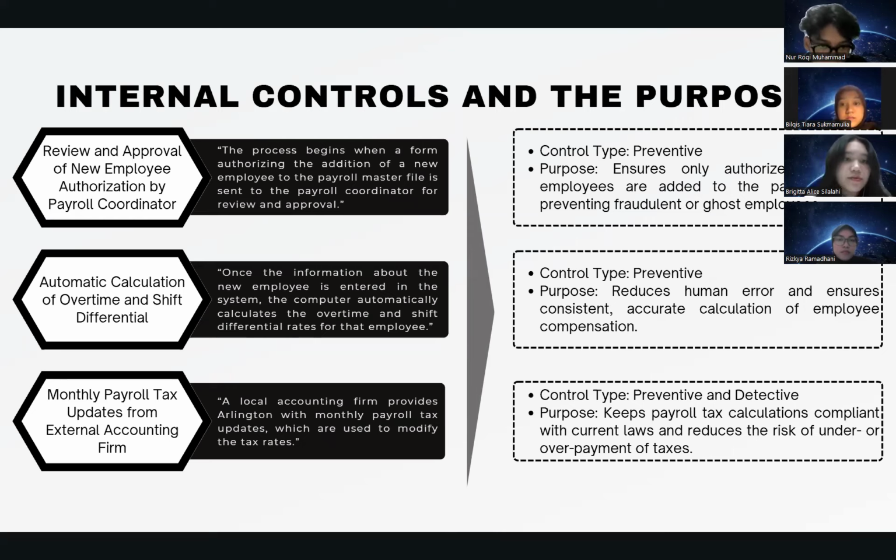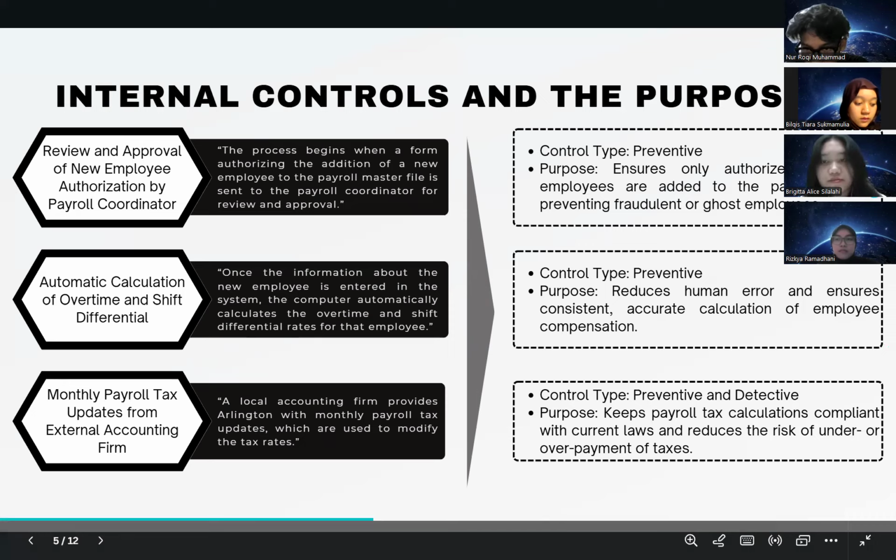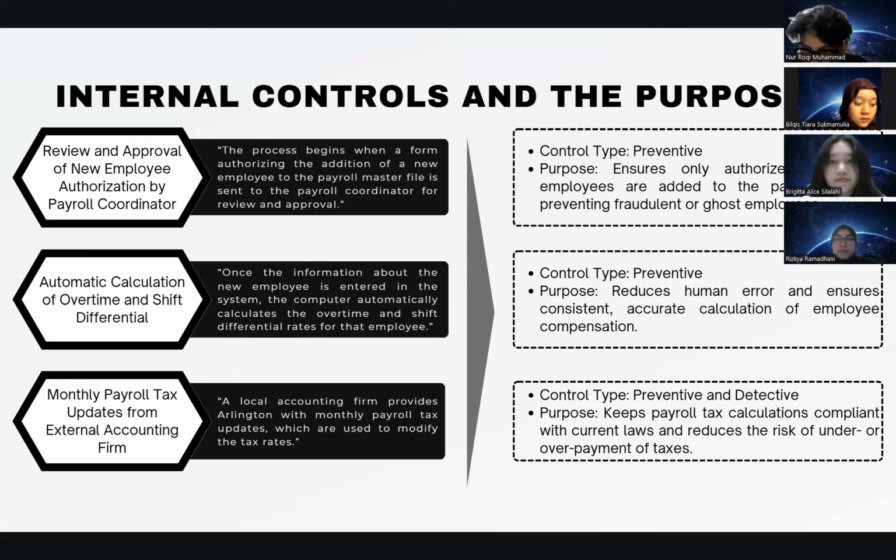The first one is review and approval of new employee authorization by payroll coordinator. The evidence in the case is: the process begins when a form authorizing the addition of new employee to the payroll master file is sent to the payroll coordinator for review and approval. The control type is preventive. The purpose is ensuring only authorized and valid employees are added to the payroll system, preventing fraudulent or ghost employees.